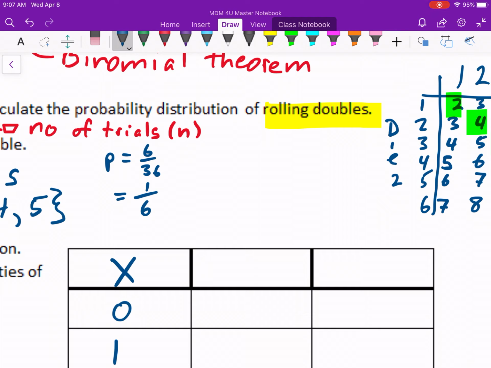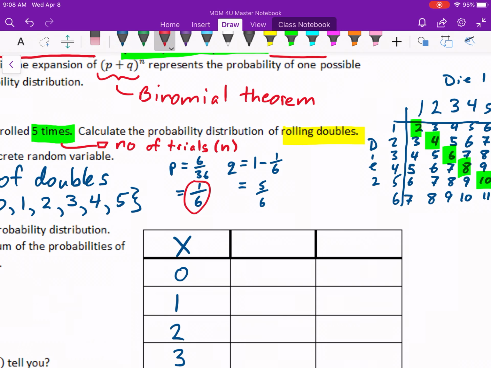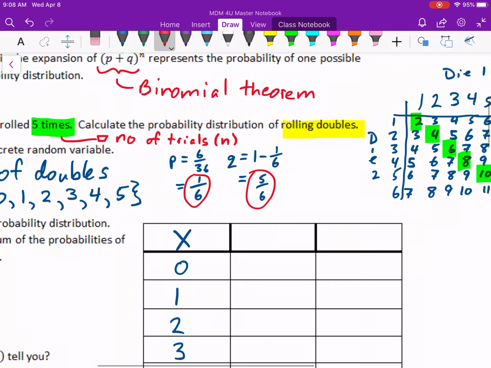So that's what we need to know. q is our probability of failure. I'm sure that instinctively you could figure that out. You know that it's going to be 5/6, but just to show it mathematically, all probabilities add up to 1, and since there's only this or that, success or failure, anything that's not doubles is considered failure, so we do 1 minus 1/6, which equals 5/6. So we need to know these 2 values as well. All right, we're going to use these in our formula.